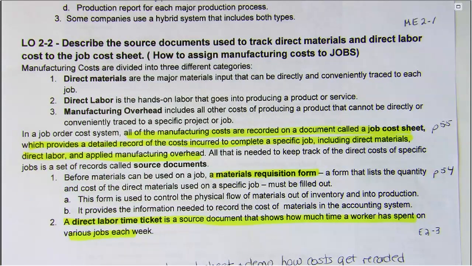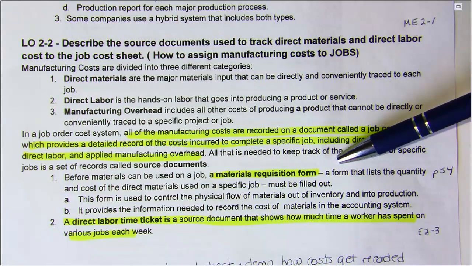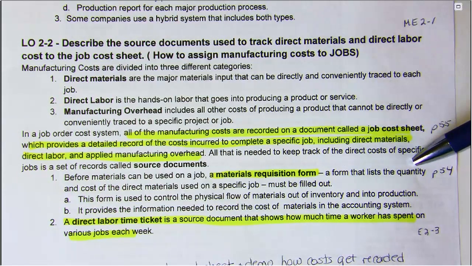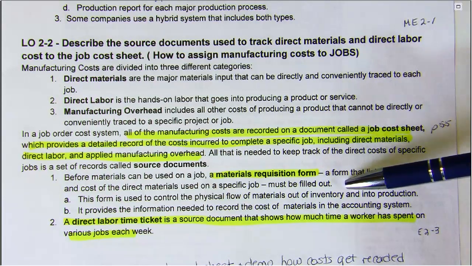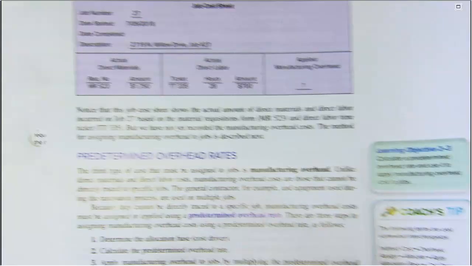And the purchasing department would make sure to buy any materials that were needed if they are not currently in stock. Then a production order is issued that lists the quantities and the shipping date to start that production process, and that is what generates that job cost sheet. Okay, so first of all, we've got our materials requisition form, and this is a form that lists the quantity and cost of the direct materials to be used on a particular job. Okay, and this form is used to control the physical flow of materials. Let's take a look at that.